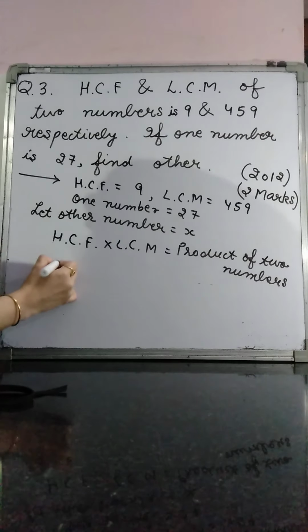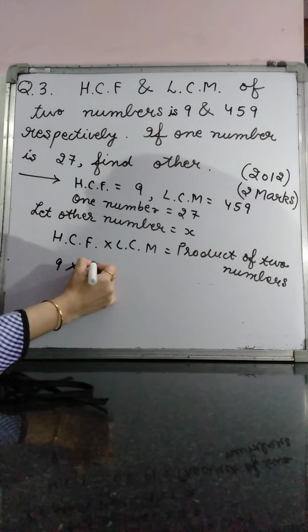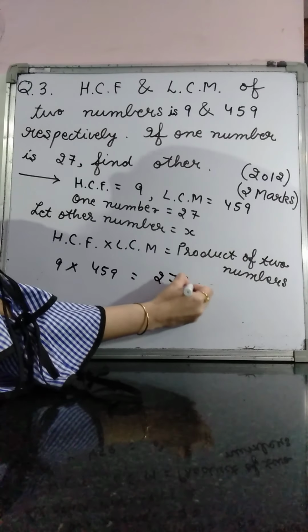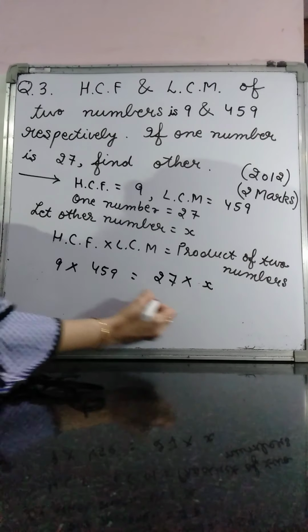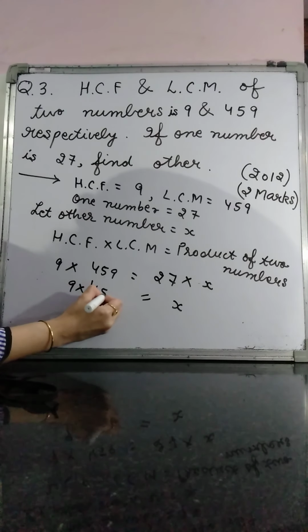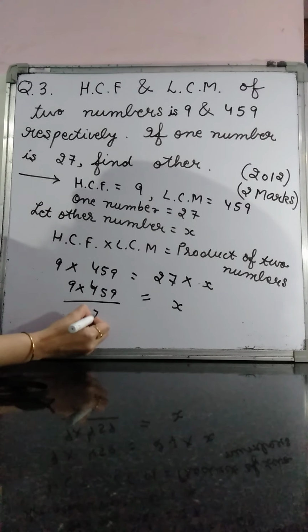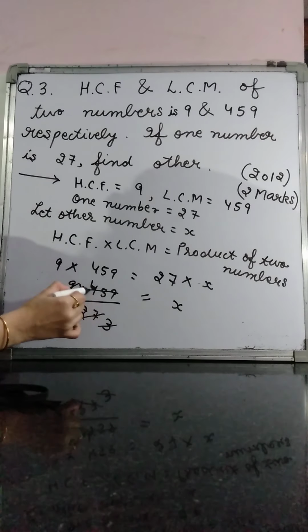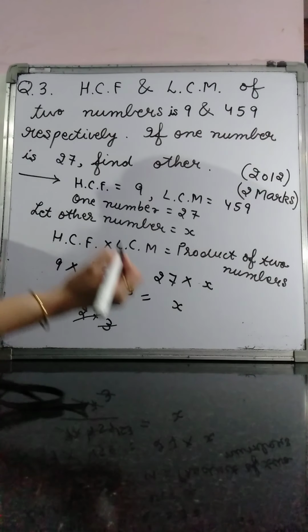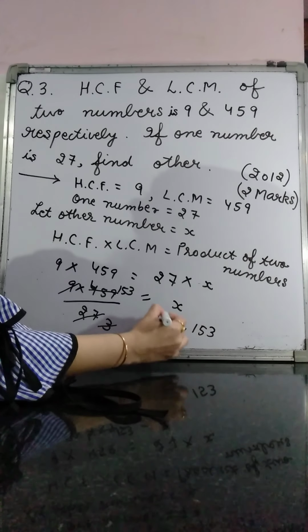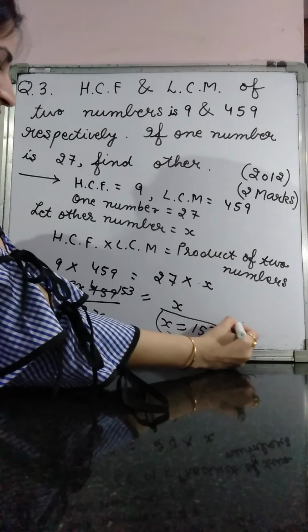Substitute value HCF 9, LCM is 459, first number is 27 and second number is x. Bring 27 in the denominator. First of all cancel, 9 3s are 27, 3 1 5 3. So the answer is other number is 153.